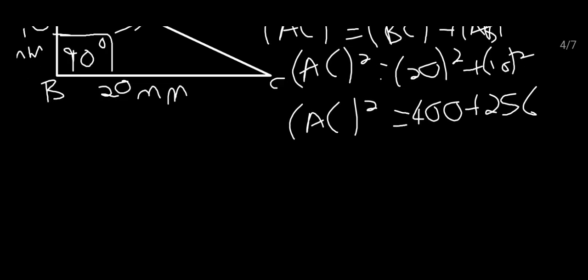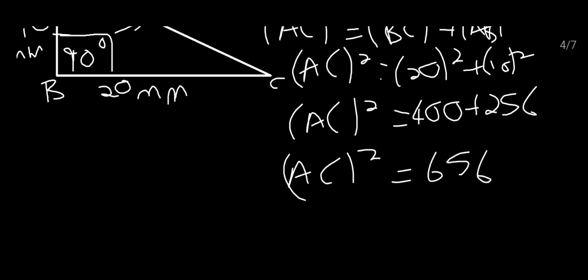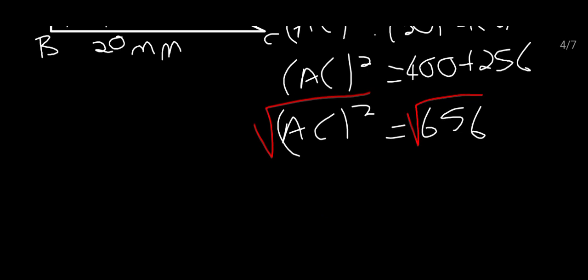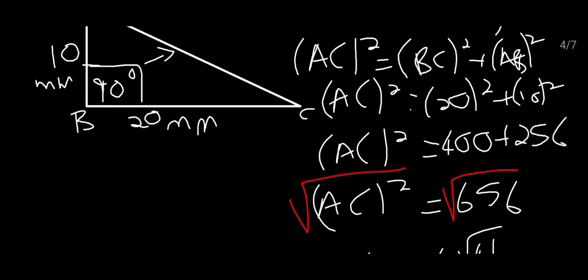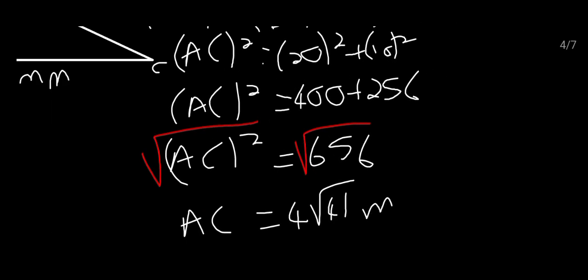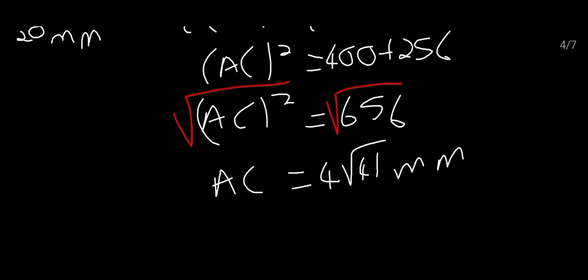Yes, and then I'm just going to simplify things. AC squared equals 400 plus 256, which is 656. Now I want AC, not AC squared, so I'm going to square root both sides. And then AC equals the square root of that answer, which is 4 root 41. It's a very long decimal, but the question is in millimeters, so just write millimeters. Sometimes they can change the unit of measurement, for example to centimeters. So that answer is in millimeters.